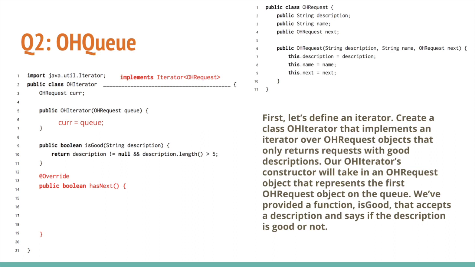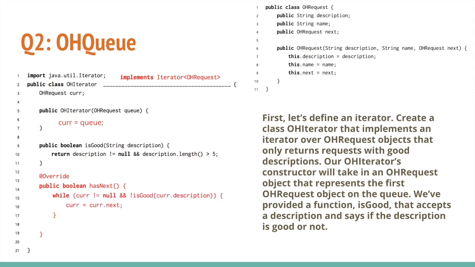Since we only want to be returning requests with good descriptions, our cur pointer should reflect that. And that will be the job of hasNext, in addition to determining whether or not we have more elements to iterate over. To accomplish all of this, we will need to call the isGood method on the description of every object and increment cur accordingly.